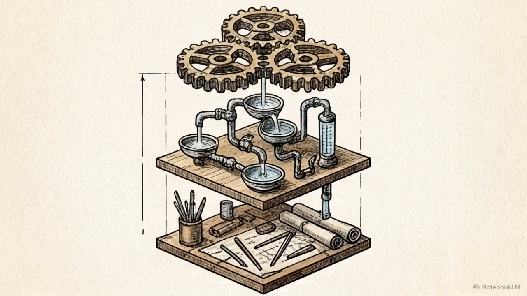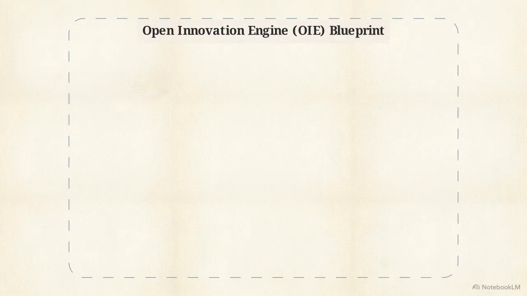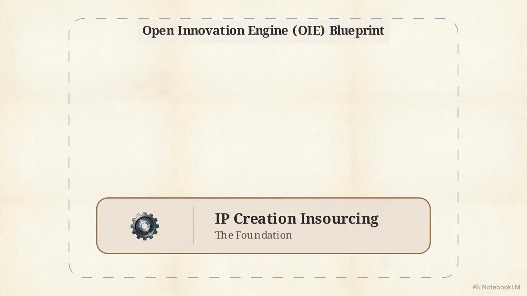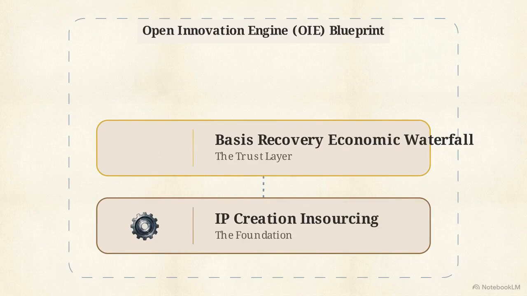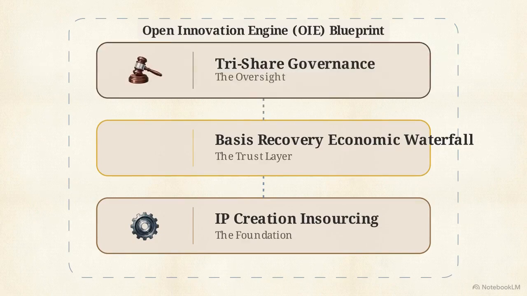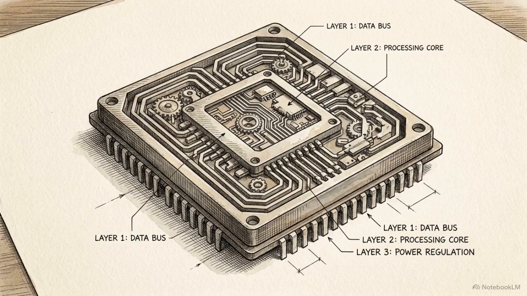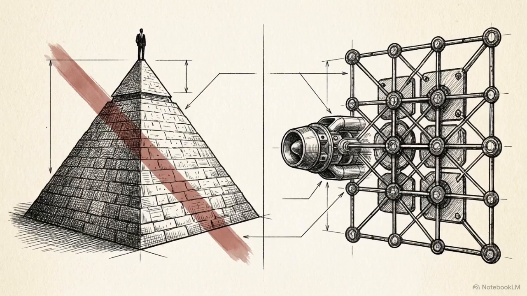We can decode how this engine operates by examining its 3 structural layers. This animated blueprint outlines those components. At the base is IP creation insourcing. In the middle is the basis recovery economic waterfall. And at the top, providing oversight, is tri-share governance. Together, these layers function as an operating system. They generate corporate-level intellectual property power without relying on an extractive corporate hierarchy.